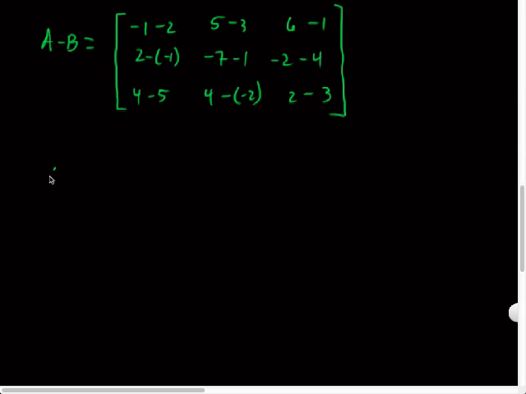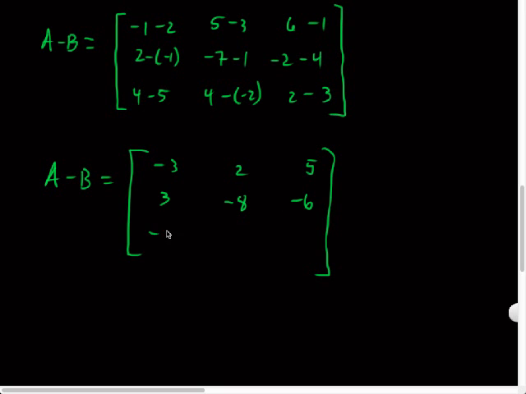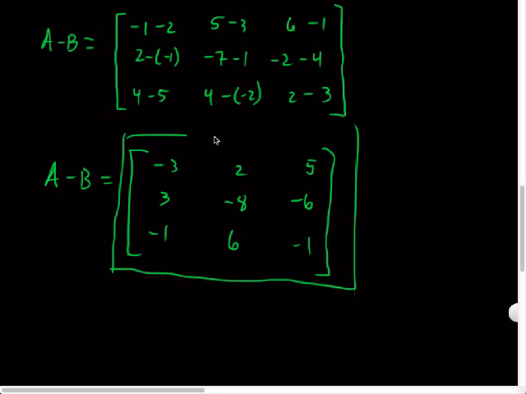So A minus B is equal to, well, we just have to simplify all of these. So that's going to be negative 3, positive 2, positive 5. 2 minus a negative 1 is 2 plus 1, which is 3. Negative 8, negative 6, negative 1, positive 6, and negative 1. So this is our answer. Notice that matrices are bracketed by little square brackets. Don't forget that. That's important.